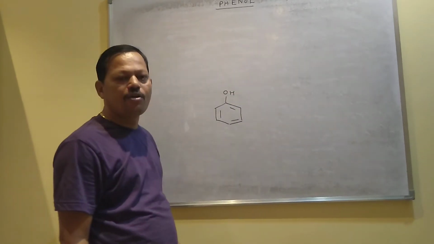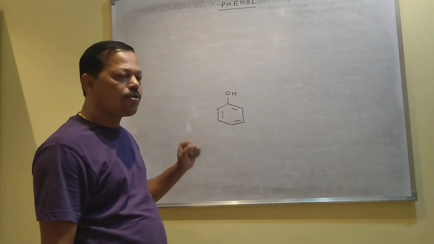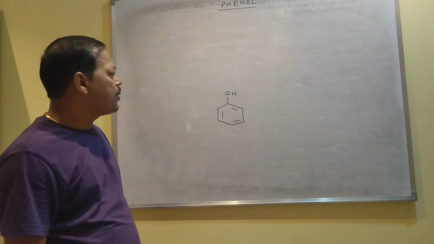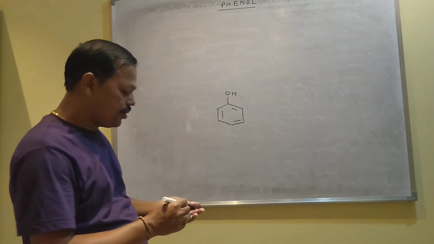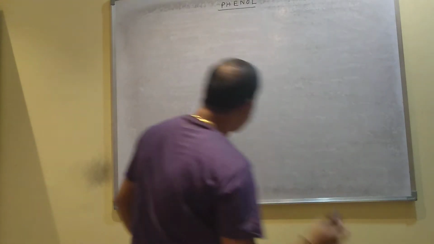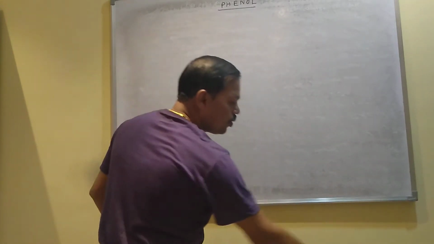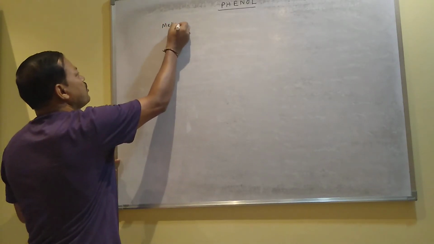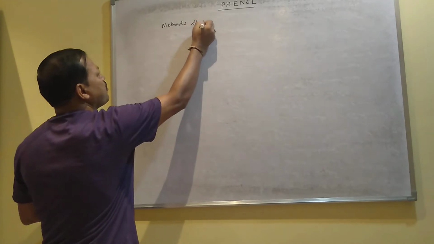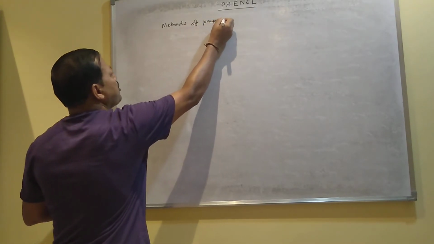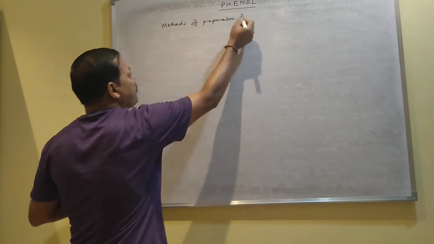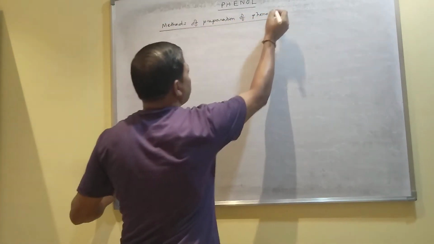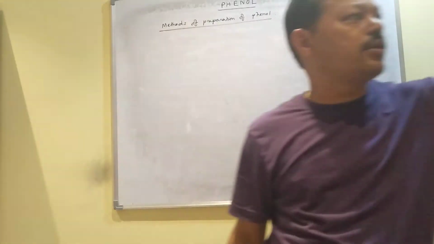Actually, OH containing compounds are called alcohol, but if the benzene ring contains a directly attached OH group, then that type of compound is called phenol. So first I want to give you the methods of preparation, how to prepare phenols in the laboratory. Methods of preparation of phenol. So these are the laboratory methods.